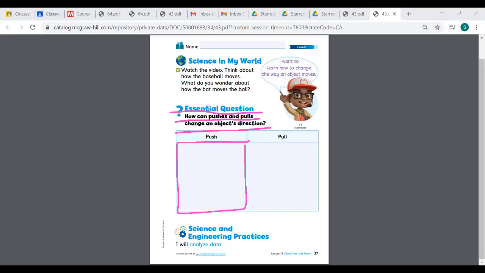Now a pull, if you pull something, you're also applying a force, but you're pulling it towards you. So you're changing the direction of that object, but it's going towards you. So what you can do is you can draw a picture of a pull and of a push. Remember, a push is making something go away from you, and a pull is causing something to come towards you.